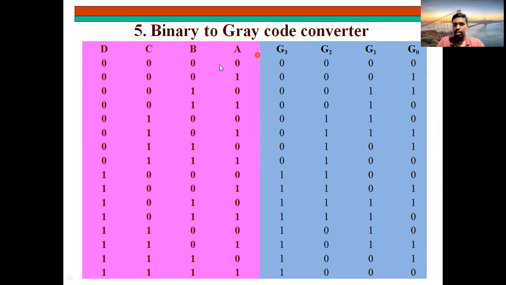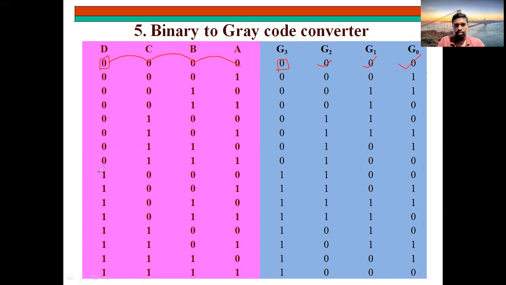Okay, how to convert binary to gray? The first bit is taken as it is. So 0 is taken as 0. Next, 0 XOR 0 is 0. Again 0 XOR 0 is 0. See here, the first bit is to be copied as it is. Next, perform XOR: 0 XOR 0 is 0, 0 XOR 0 is 0.